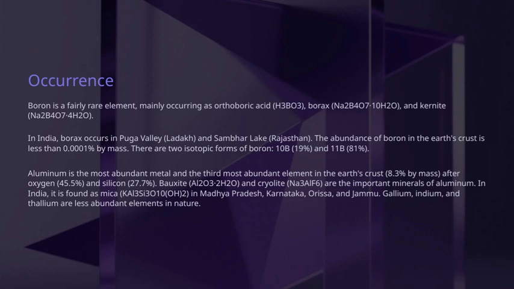orthoboric acid, H3BO3, borax, Na2B4O7·10H2O, and kernite, Na2B4O7·4H2O. So, understanding the occurrence of these elements helps us appreciate their abundance, distribution, and the importance of minerals like bauxite and borax in different regions.